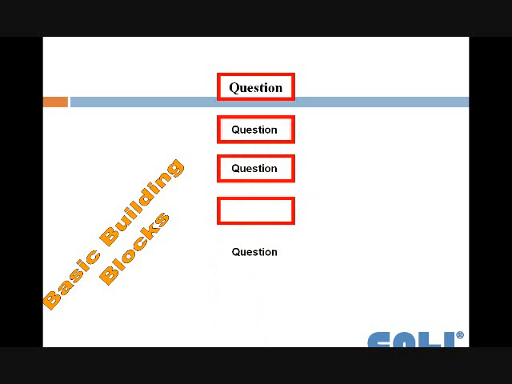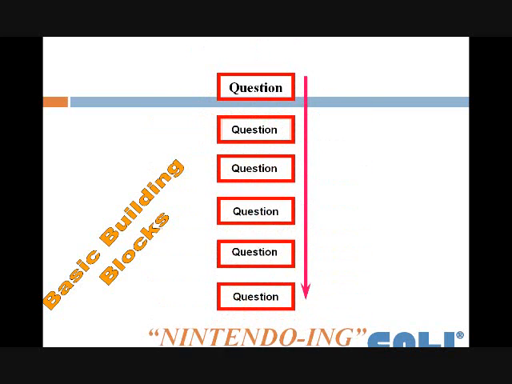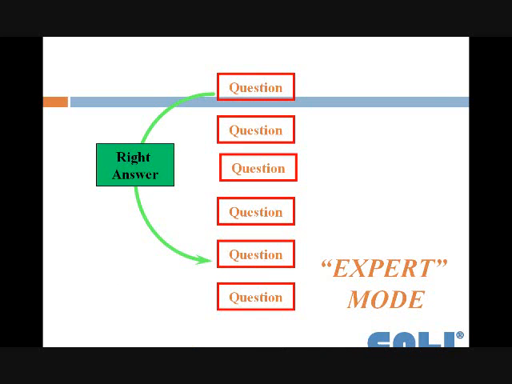The basic building blocks for questions are just linear questions, and we call this Nintendoing, when one question just leads to the next, to the next, to the next, that sort of thing. And you see that question format in a lot of question writing tools that are out there on the internet. And CALI Author, of course, gives you something special. It gives you the ability to jump around and branch more. So we call this method of authoring questions expert mode.